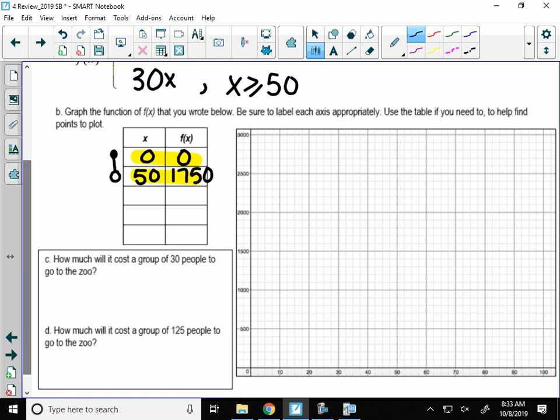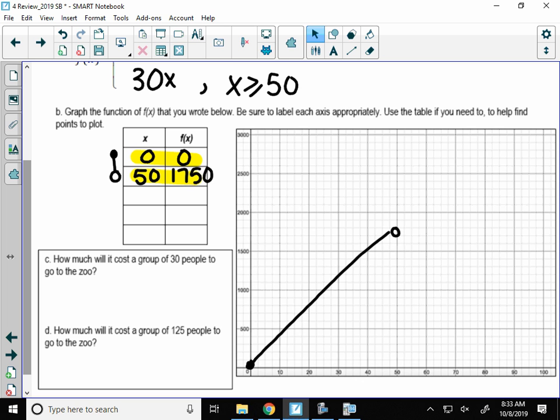So when I scoot over here, I'll have 0, 0. Now here you just have to be careful graphing. I'll be at 50. These are going by hundreds. So 1,750 is right around here. And just do your best to connect with a straight line. It's good enough.